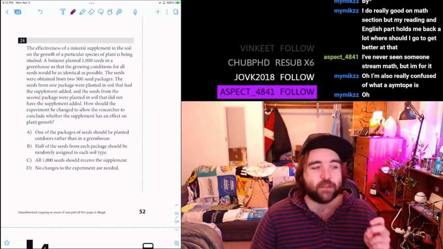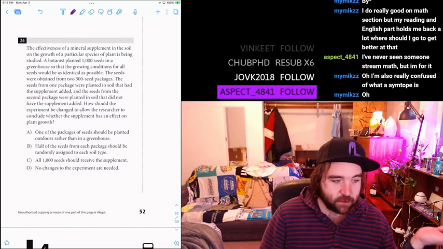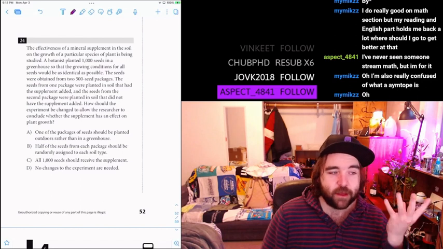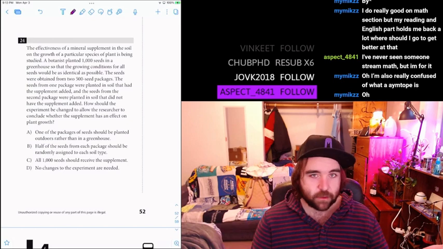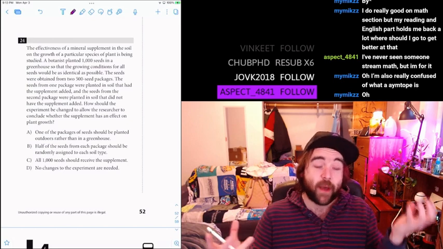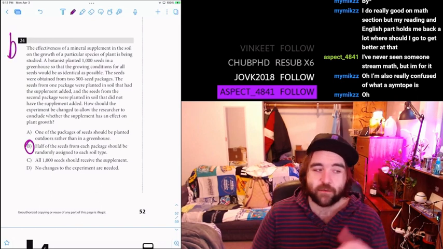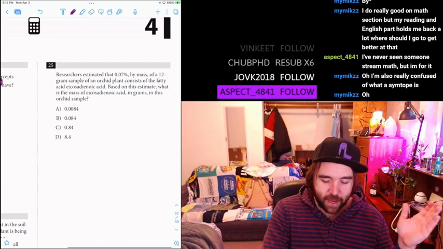Like, no, it really needs to be a random assignment. So that should be the problem. Half the seeds from each package should be randomly assigned to each soil type. You can't have the one package going to one soil type and the other package going to the other soil type. Because then you don't know if it's because of the package or because of the soil type that's the problem. When you're doing science, you've got to limit it down to one thing that's different. Not 2 things.